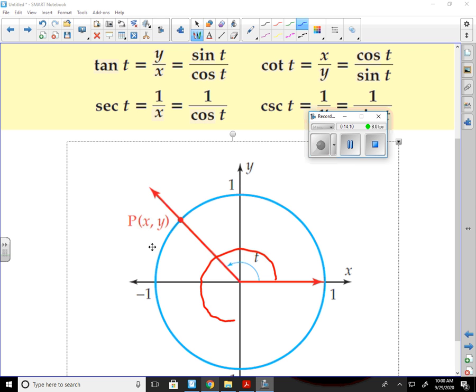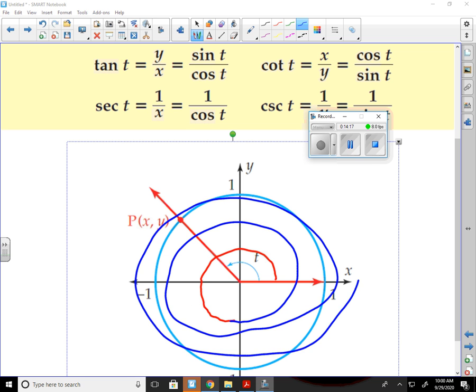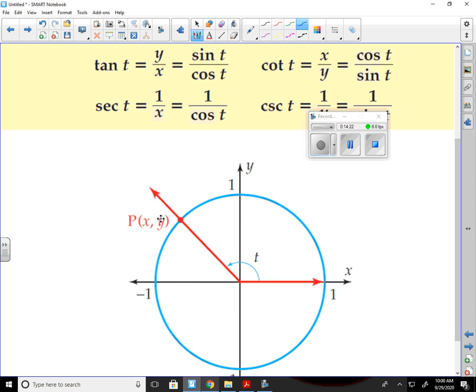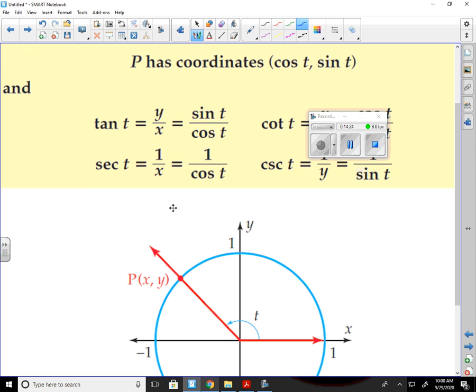So there's no angle where it doesn't exist. I can just keep going around in circles and it's going to exist for any degree or radian measure I put in. So that's why our domain is going to be all real numbers.